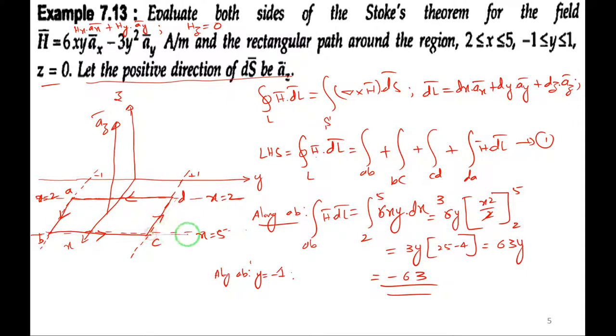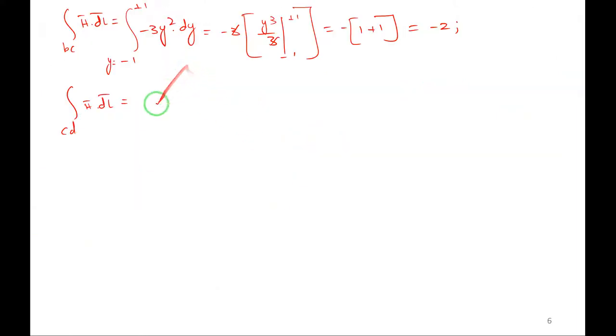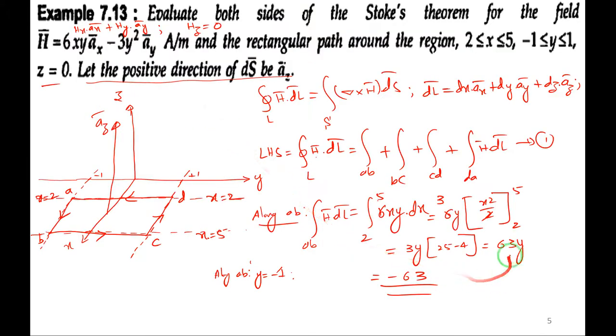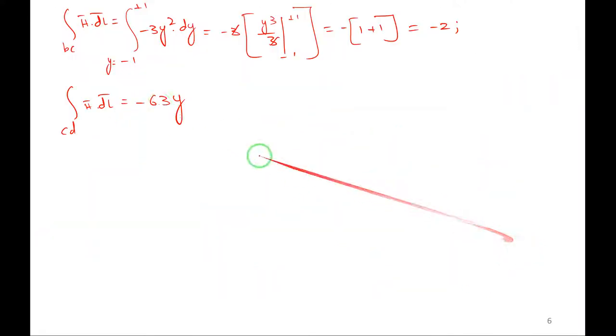So at C value of x is 5, at D value of x is 2. Here from path AB we have taken the limit from 2 to 5. For CD we have to take limit from 5 to 2, that's all, right? So if I reverse the limits, I will get, instead of getting 63y, I will get minus 63y. So I will be getting minus 63y here, right? Minus 63y. Got it?